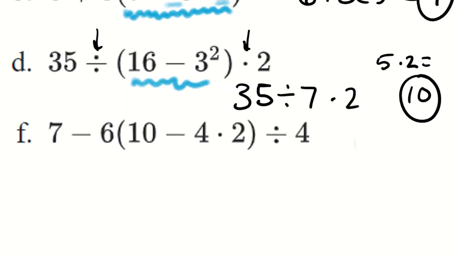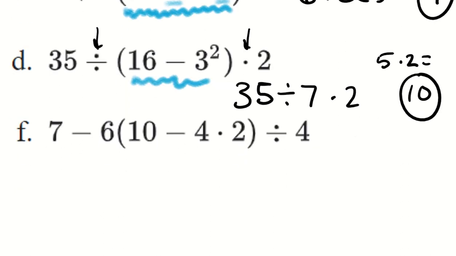Final one, part F. Oh my goodness. I'm feeling the fatigue. So there is a division problem, right? Big picture is I've got this thing, and I'm going to divide that by 4. And then once I know what that is, I'm going to add a 7 to it. There's a 7 that's going to be tacked on. So what's in the parentheses here? I've got 10 minus the number 8, right? 10 minus 4 times 2, 10 minus 8.